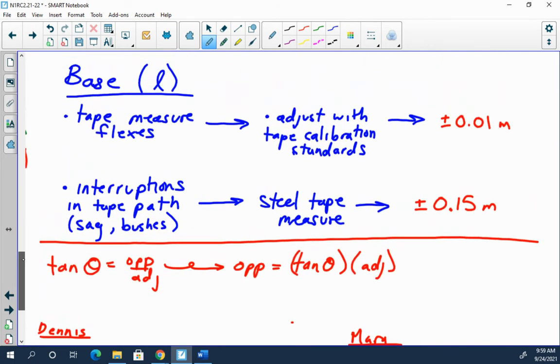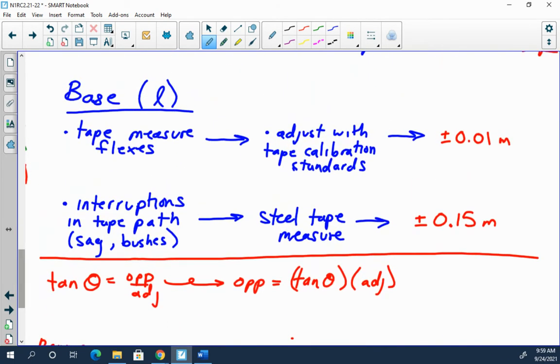Well, the base, we only went over two sources of error. And really, there could have been a couple others, but that's fine. These two are fine. So we're going to play the same game. This one is only 1 centimeter, and this one is 15 centimeters.